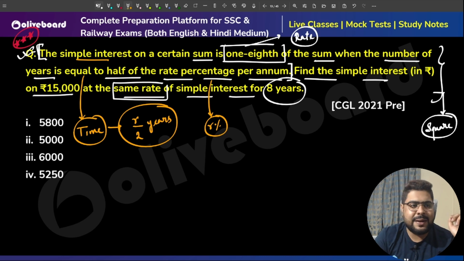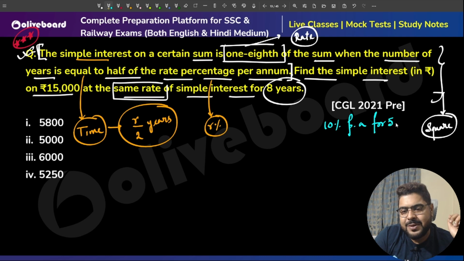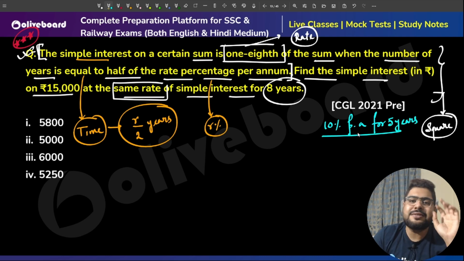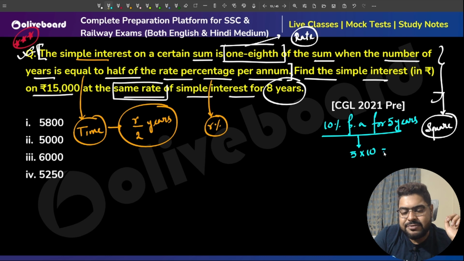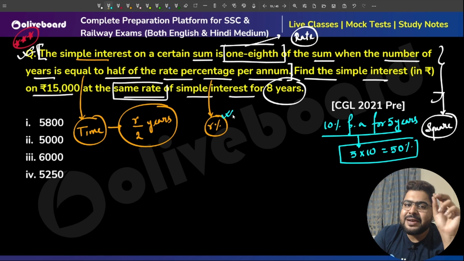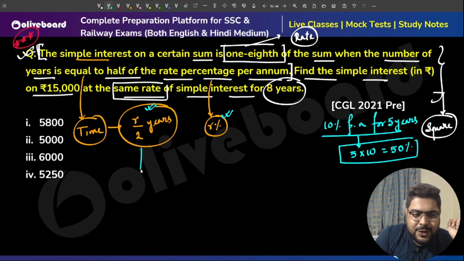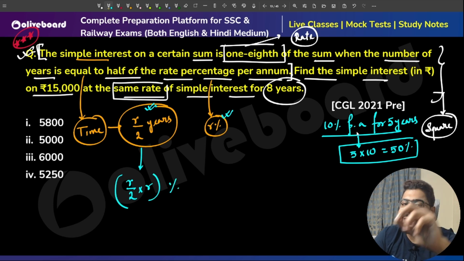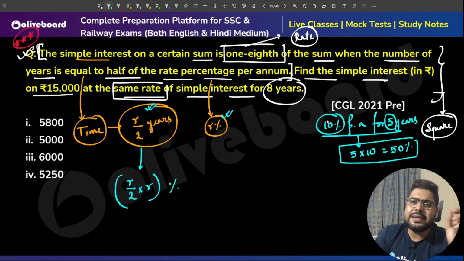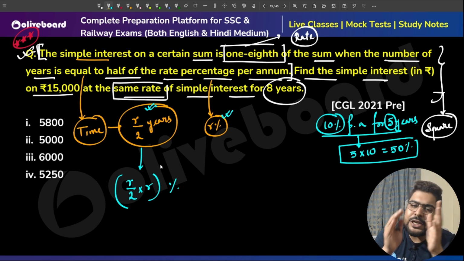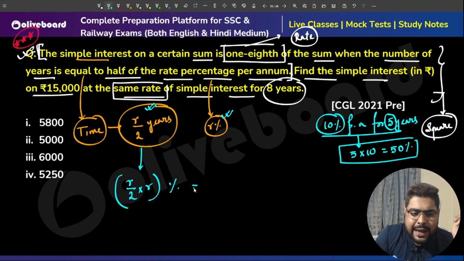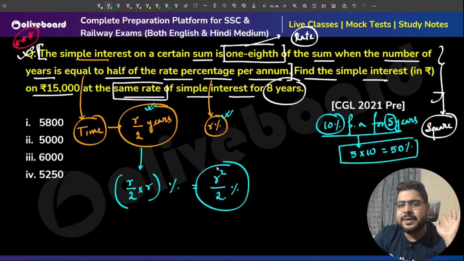Now, please understand one thing. If I say 10% per annum for 5 years, sir, what is the meaning? What is the total interest, sir? Sir, you will say 5 times 10, that is 50%. So now if I say R% per annum for R by 2 years, what is the total interest, sir? Can I say R by 2 into R, because it gets multiplied, number of years into the rate of interest. So if you calculate, it is R square by 2%. So this is the total interest in terms of percentage.